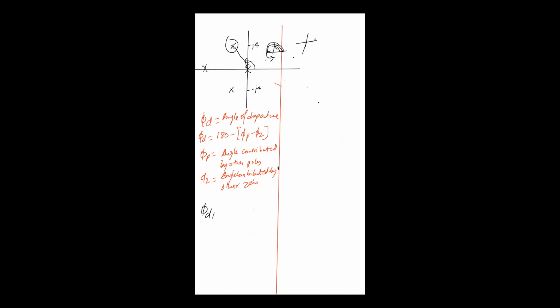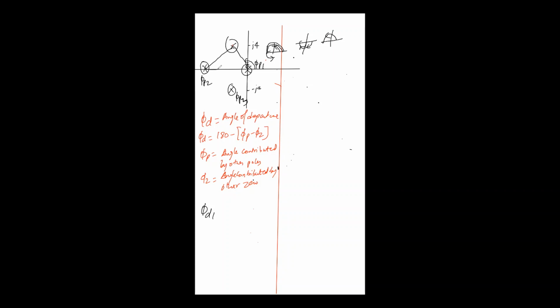If you want to calculate negatively, then this will be the quadrant, and this will be the rule we will follow. Otherwise, we will calculate the angle only in this way, in the positive direction. So the angle contributed by other poles means, what are the other poles? This is another pole, this is another pole, this is another pole. Let us suppose the angle contributed by this pole is phi p1. The angle contributed by this pole is phi p2. And the angle contributed by this is phi p3.